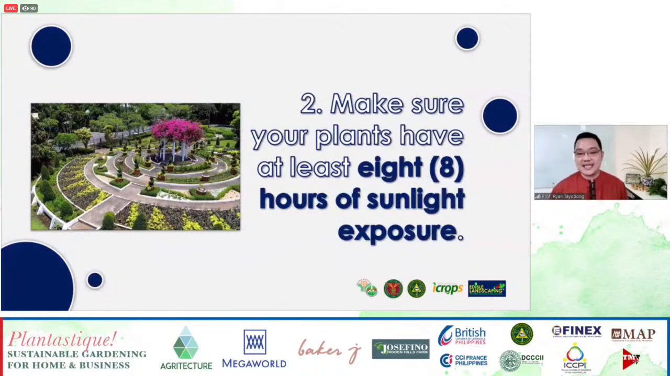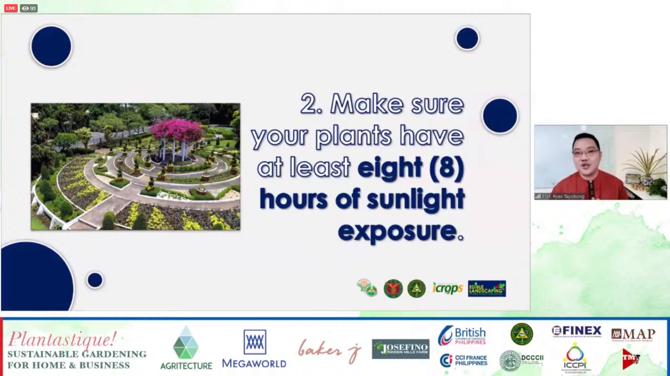Next is to make sure your plants have at least 8 hours of sunlight exposure. Professor Brian already discussed microclimatic conditions. At the start, during planning, you have to determine the spaces and the characteristics of the spaces of your garden, so that you can determine which areas are exposed for 6 to 8 hours of sunlight and which areas get less than 6 hours. Some of the mistakes we make is planting regardless of sunlight exposure, so we don't meet the minimum requirement of the plant in terms of sunlight, which is very important and one of the most critical factors for better plant growth.